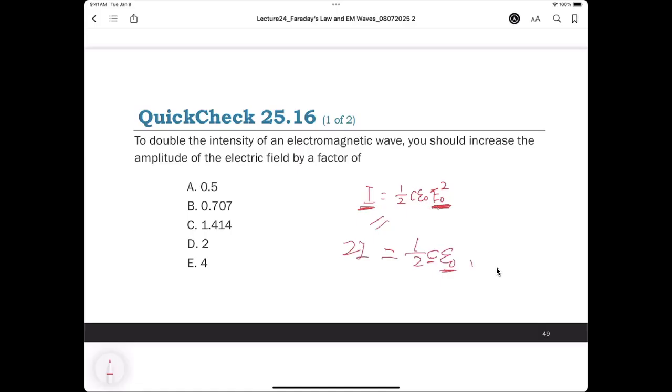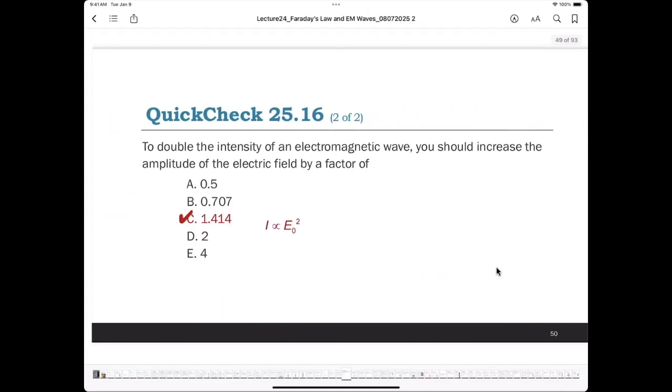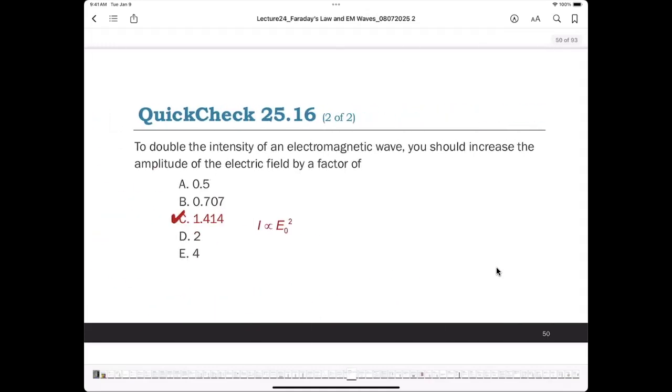So if this one equals square root of 2 E0, then it will equal what? 2 times the original intensity. That makes sense to you? So it should increase by a factor of square root 2, because the intensity is proportional to E0 squared.